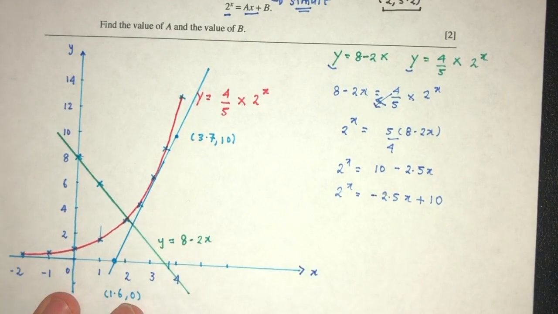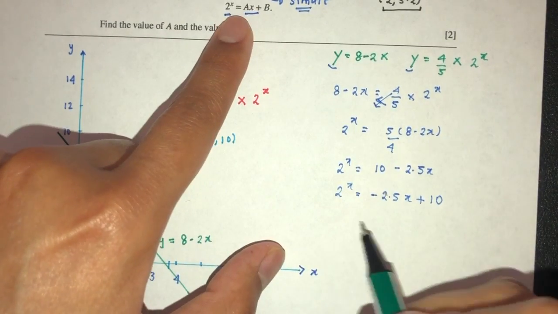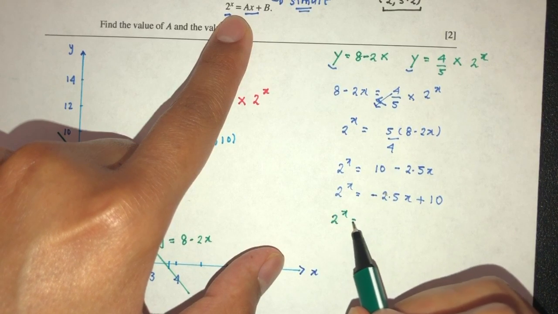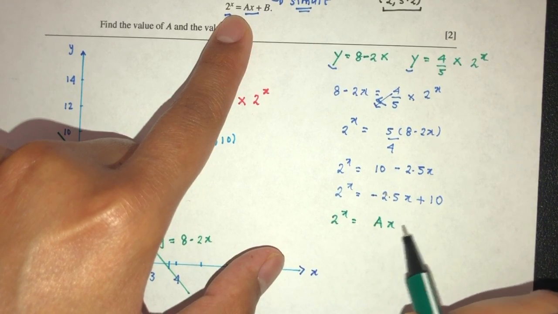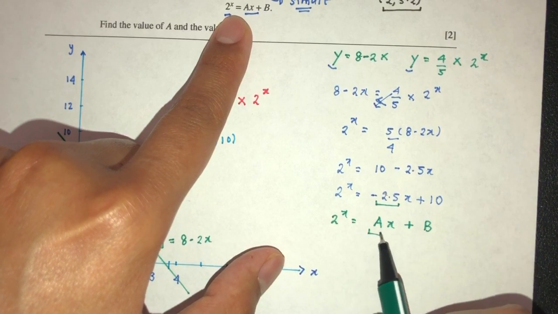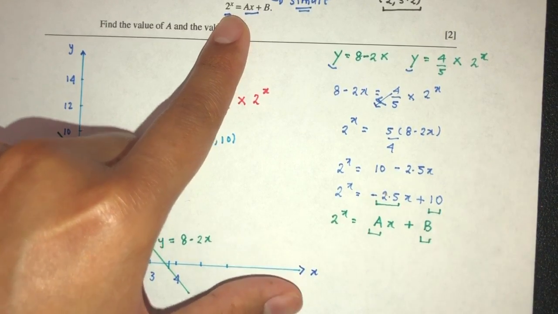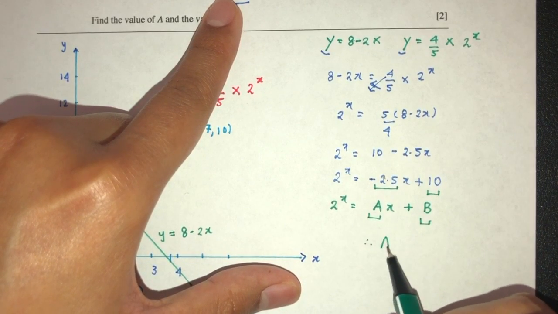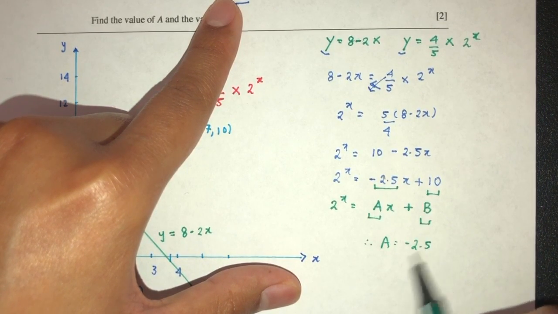Now by comparison, we can see the value of a. So here we have ax plus b. By comparison, this is the value of a, and this is the value of b. So a will be minus 2.5 and b will be the value of 10.